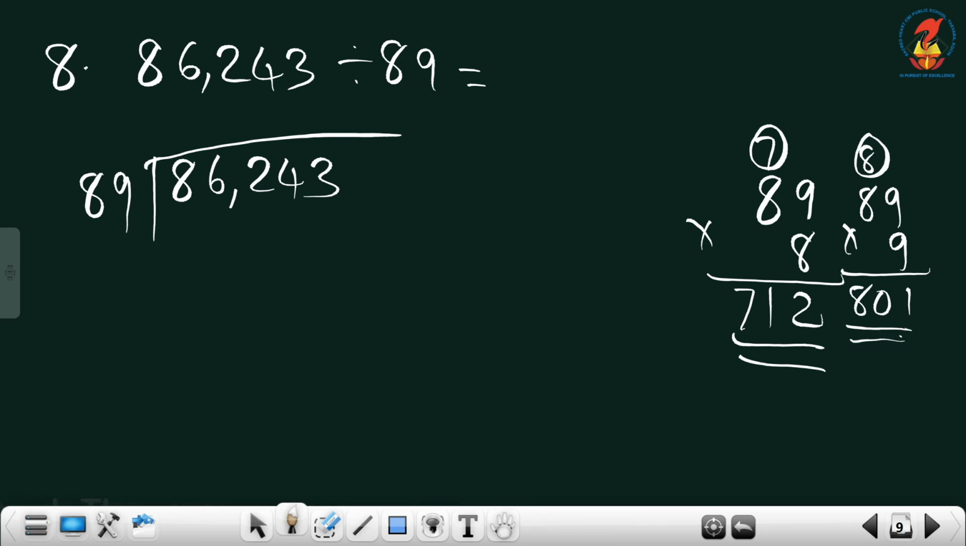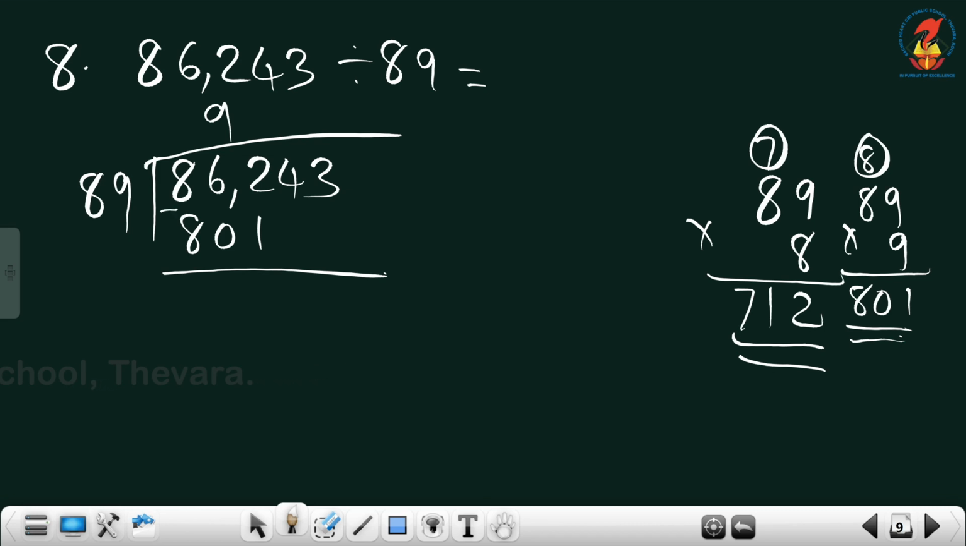89 into 10 equals what? 890 only. That we don't want. We want to take what? 89 into 9. 89 into 9 you will get 801 only. 801. 9 9s are 81, 1, 8. 8 9s are 72 plus 8 is 80. 89 into 9 equals 801.